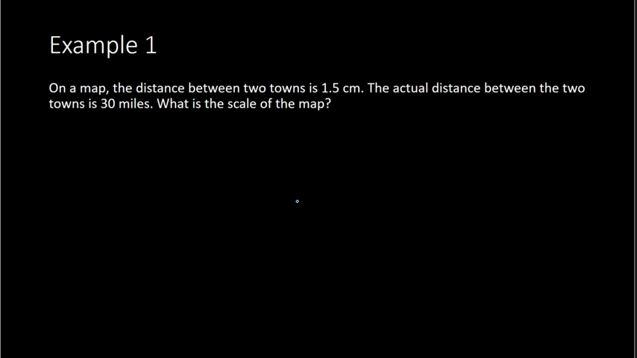So remember, scale is a comparison of two lengths. So we're comparing the drawing distance and the actual distance. The drawing distance we typically put on the top, and the actual distance will go on the bottom. All right, so the drawing distance was 1.5 centimeters. That was the distance on the map. And then the actual distance was 30 miles. So the scale would be 1.5 centimeters to 30 miles.